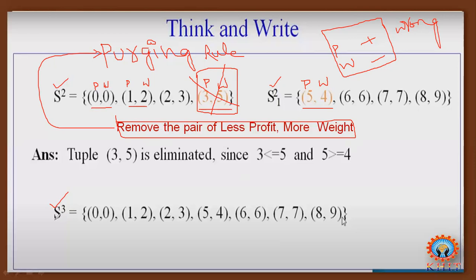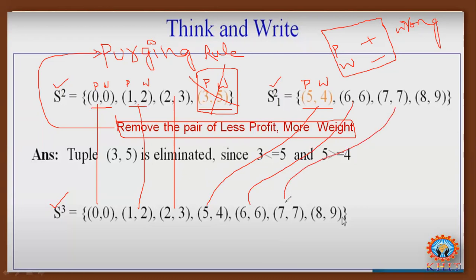Now you can generate the S3 value. How to generate the S3 value? It is the union of S power 2 and S power 2 base 1. That means combine the pairs of S power 2 with the pair values of S power 2 base 1. So 0, 0, got it. 1, 2, got it. 2, 3, got it. And this was removed, so ignore it. 5, 4, got it. 6, 6, got it. 7, 7, got it. 8, 8, got it.